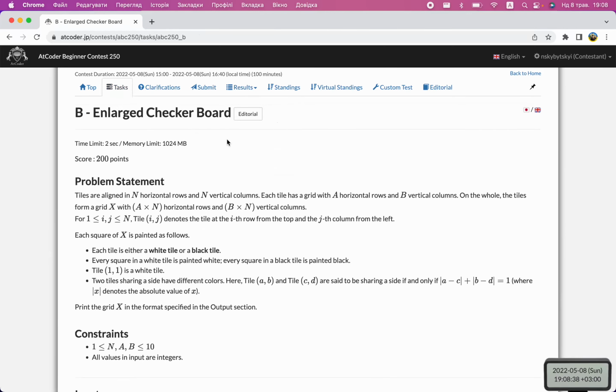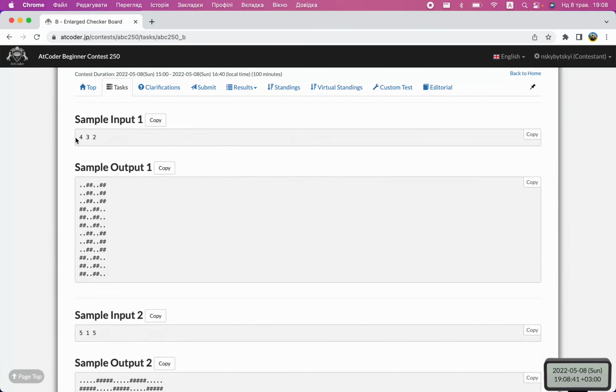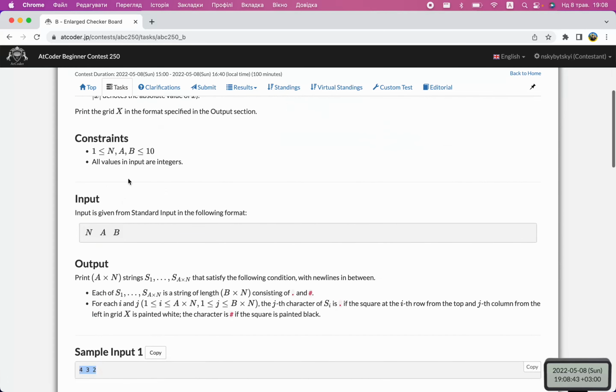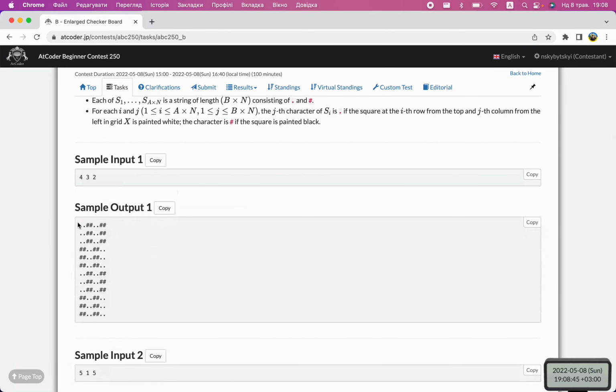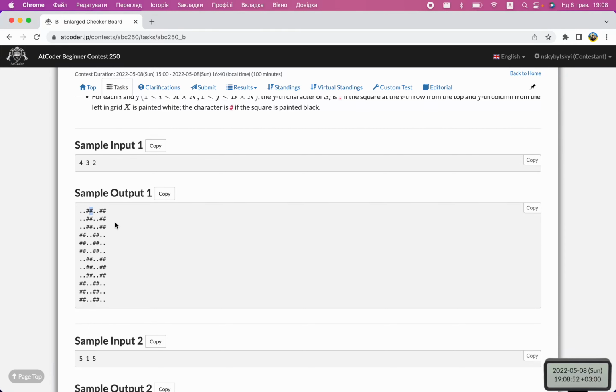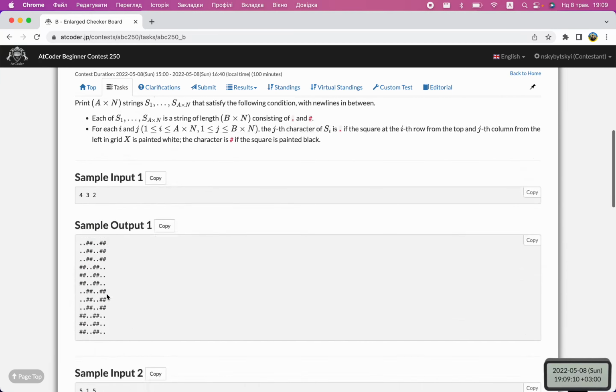In problem B, Enlarged Checkerboard, you were given integers N, A, and B up to 10, and you needed to print a checkerboard with dots denoting white and hashes denoting black. So the board was N times N, but each cell was A times B. So you can see here each color occupies like a 3 by 2 rectangle.